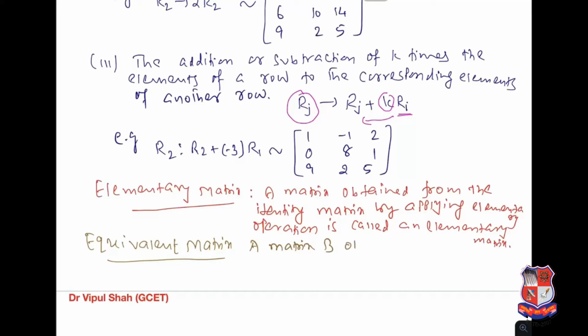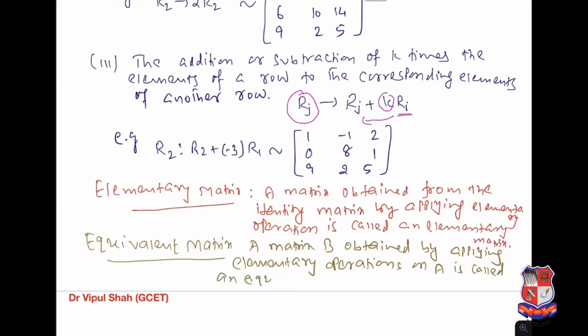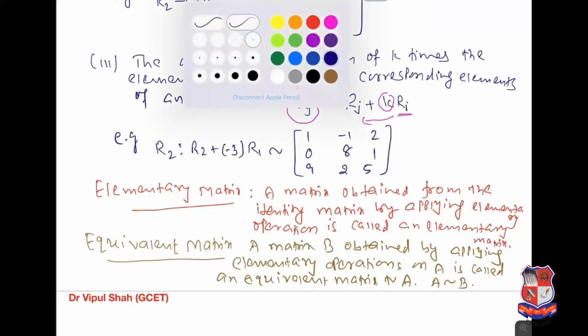So a matrix B obtained by applying elementary operation on A is called an equivalent matrix to A. So we write this as A and B are equivalent.